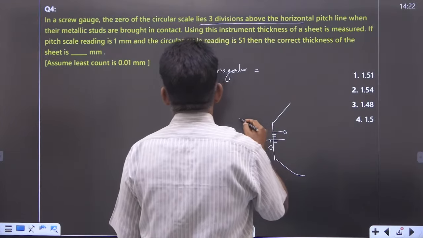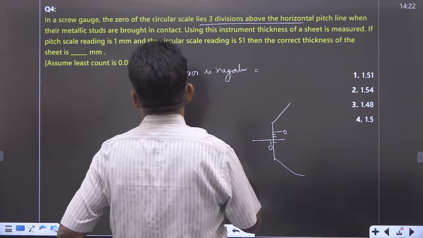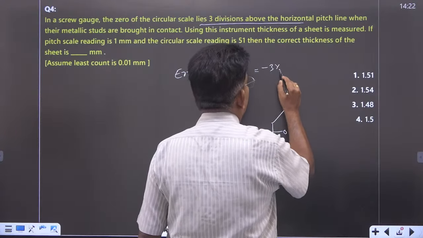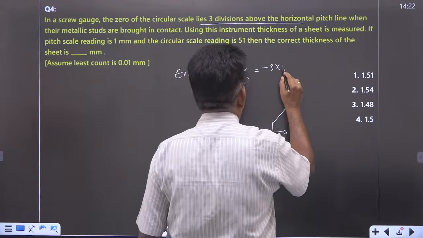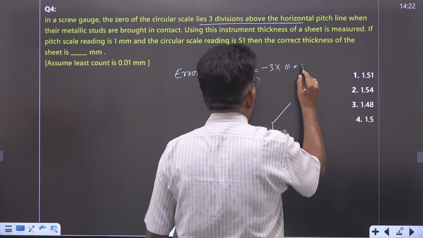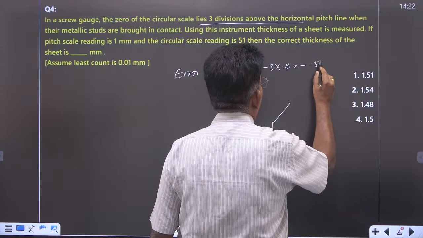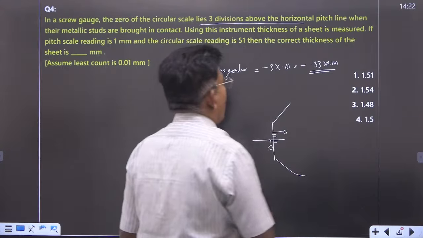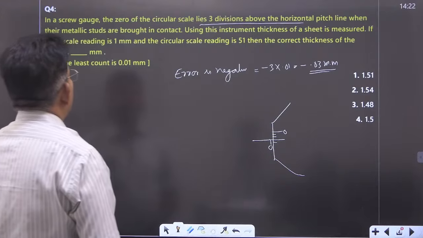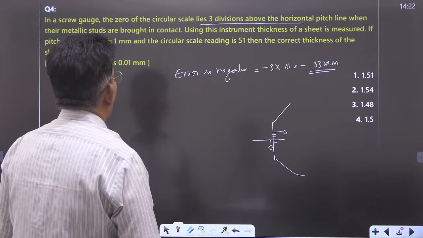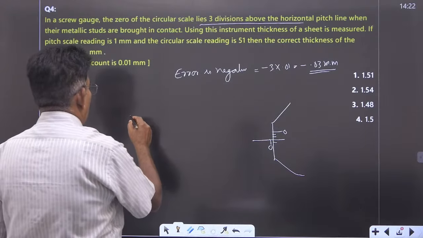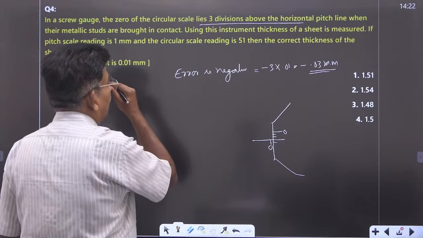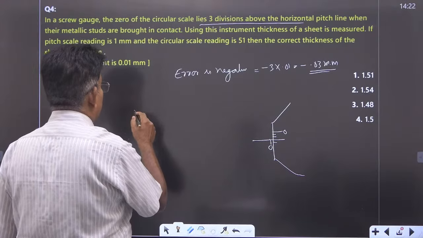And negative 0 error is that error division multiplied by the least count. Error division is -3. Least count is given to be 0.01. That is minus 0.03 millimeter. Then pitch scale reading is 1 millimeter. So your main scale reading is 1 millimeter and the coinciding division is 51.